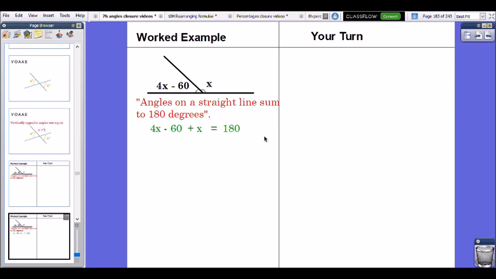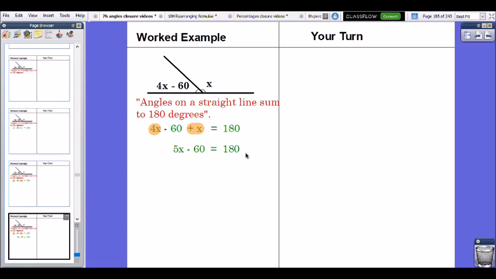Can I write this in a simpler way? Well, yes I can. I have some like terms. Do you see those two like terms on your screen? So my like terms are 4x and a positive x. 4x plus 1x gives me 5x, and that negative 60, remember you don't combine normal numbers with variables, so we'll just leave it as 5x minus 60 equals 180 degrees.